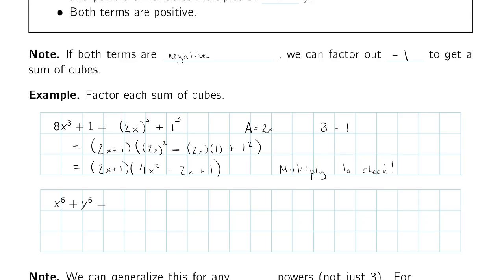So we had a sum of cubes x cubed plus 1. We can have a sum of cubes x to the 6th plus y to the 6th. X to the 6th is x squared to the 3rd. Y to the 6th is y squared to the 3rd. So this is a sum of cubes with a is x squared and b is y squared.